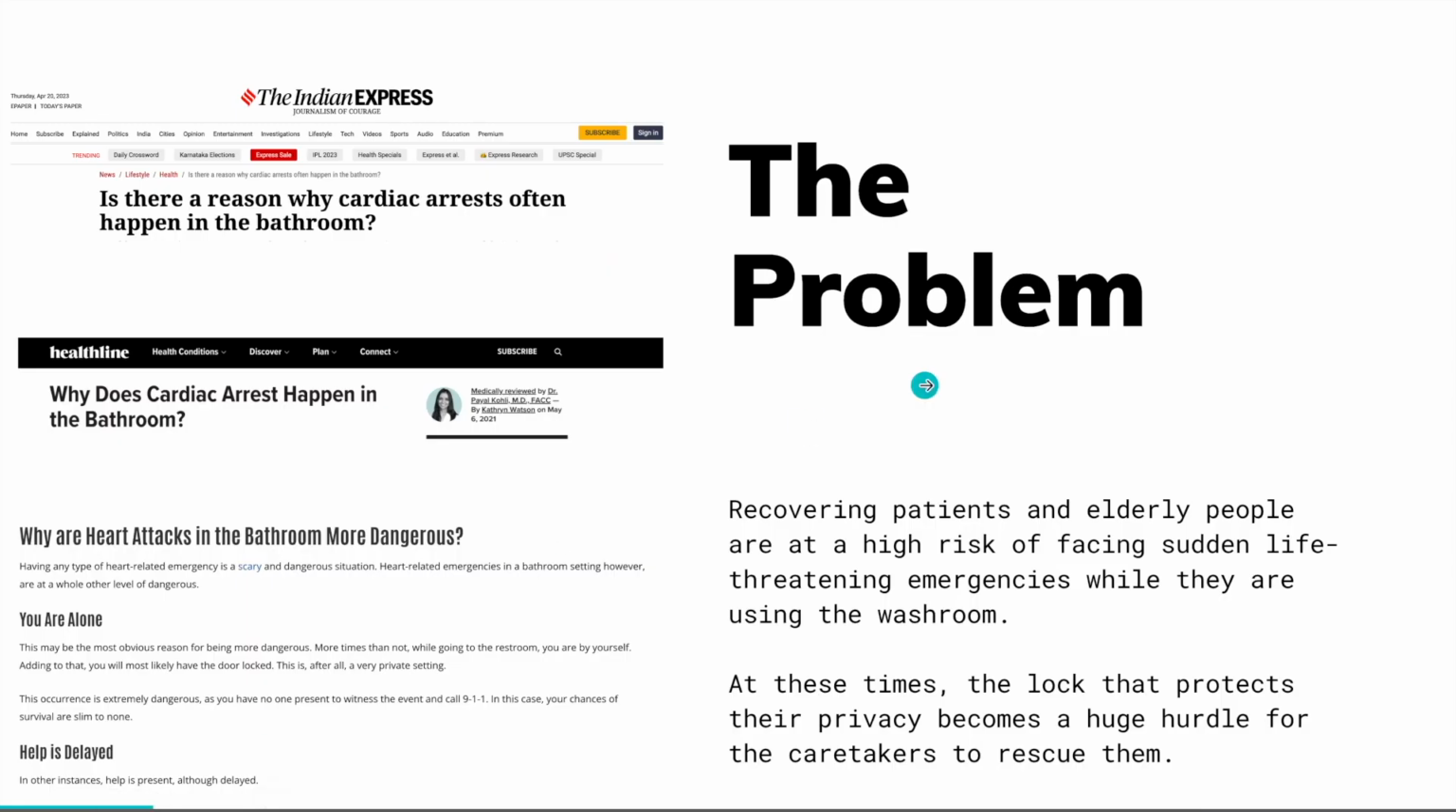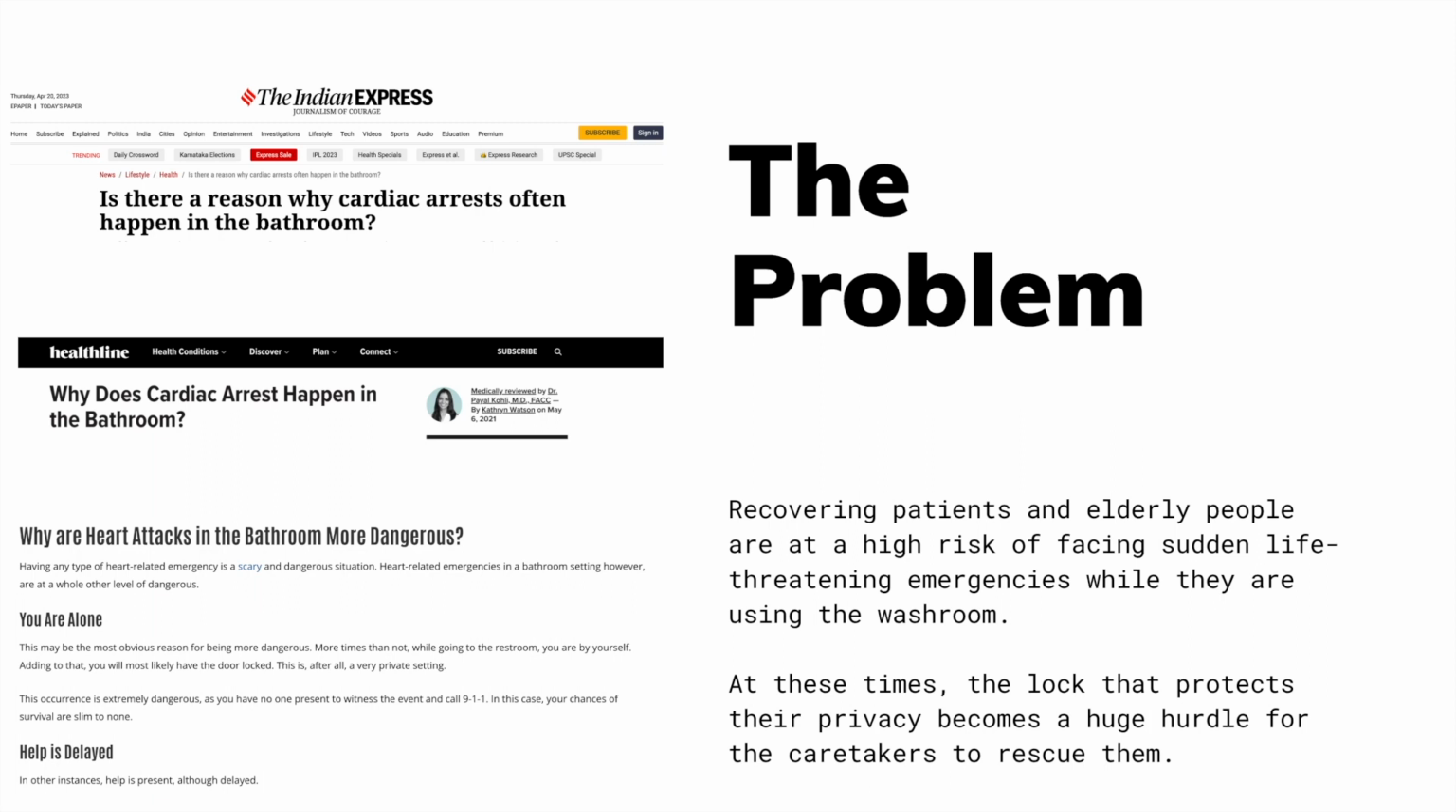So what is the problem that we are addressing? When elderly people and recovering patients have to use the washroom, they have to protect their privacy, so they have to use the lock. But in case they face life-threatening emergencies inside the washroom, such as a heart attack, there are two main problems. The first thing is nobody notices it. The caretakers take time to know that they have not come out for a long time, and only then they notice it.